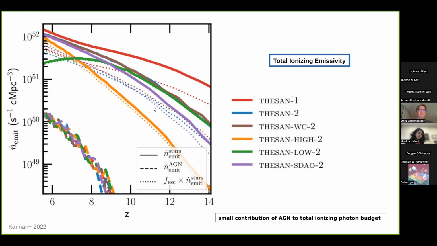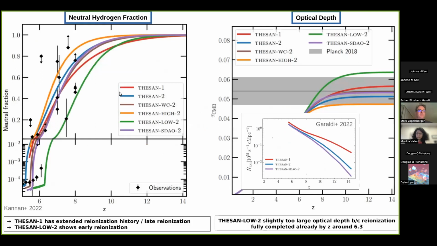So these photons that are emitted will then eventually go to the IGM and lead to the re-ionization of the IGM. And this is something that you see here on the left. This is a very important plot for people interested in the epoch of re-ionization, because it shows you the neutral fraction of hydrogen specifically as a function of redshift.